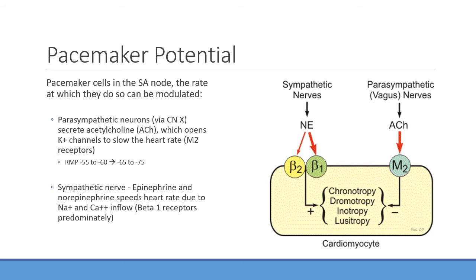Okay, that makes sense. Again, beta 1 receptor is the predominant thing in the heart. When we're thinking about beta 2 receptors, that's going to be a big player in the lungs, but beta 1 is the predominant thing in the heart.